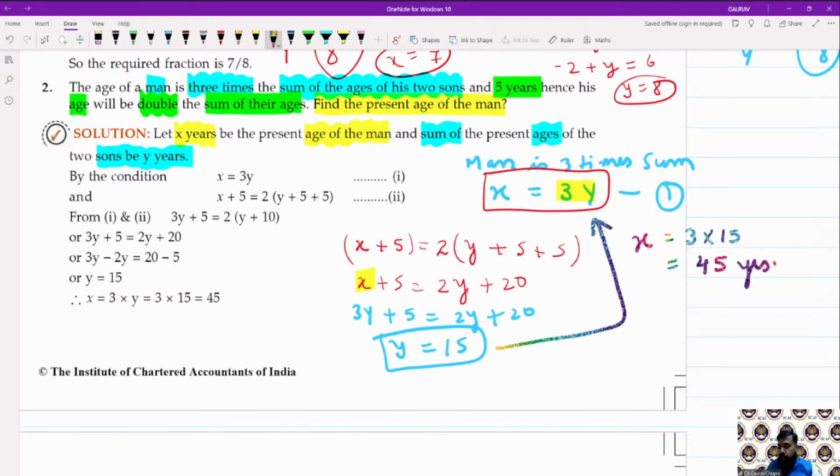Okay. So Manish Jain says this is a very easy chapter. That's great. So this question number 2 also we have done. We have to form the equation and then solve.